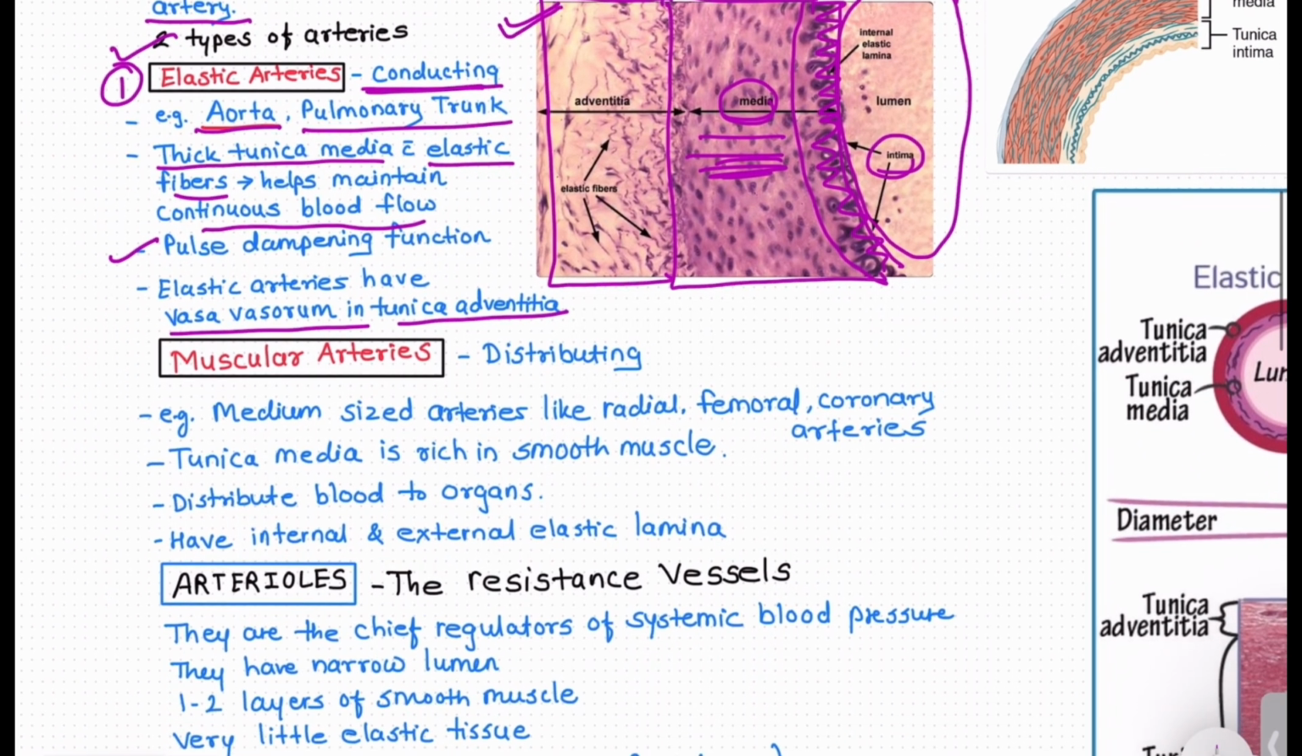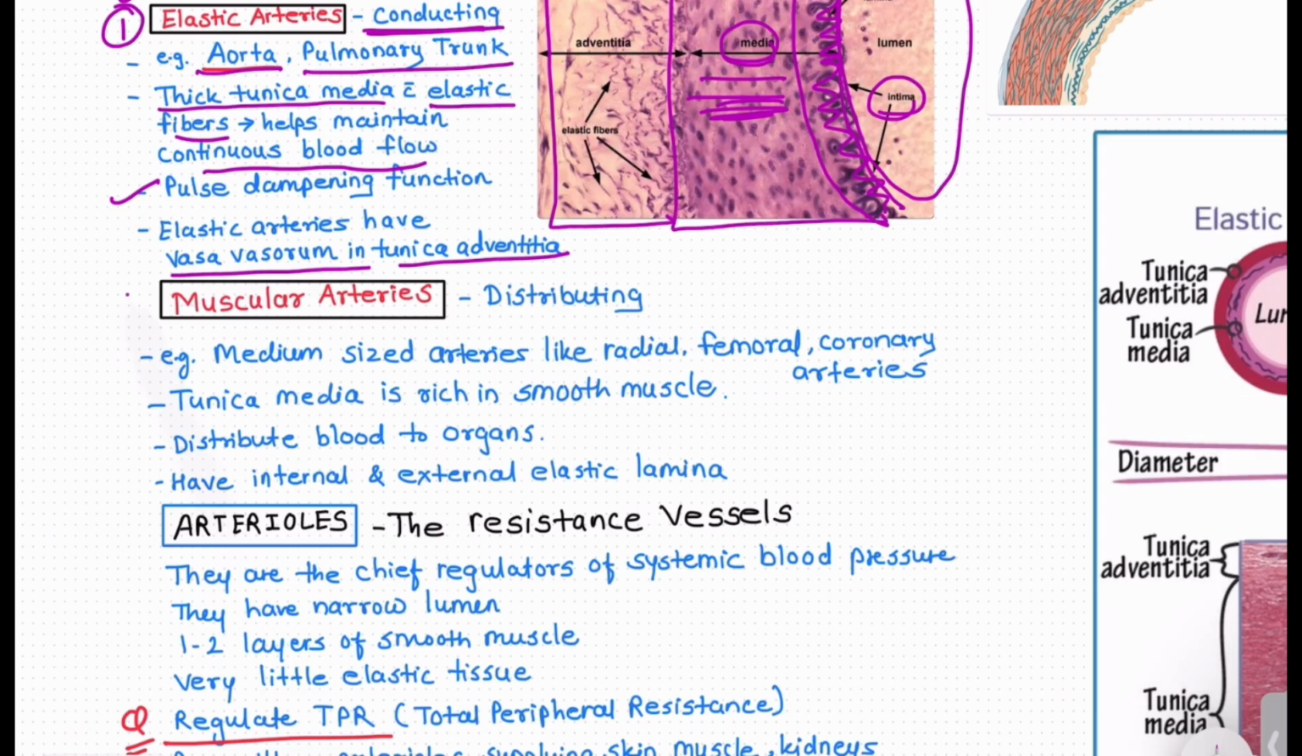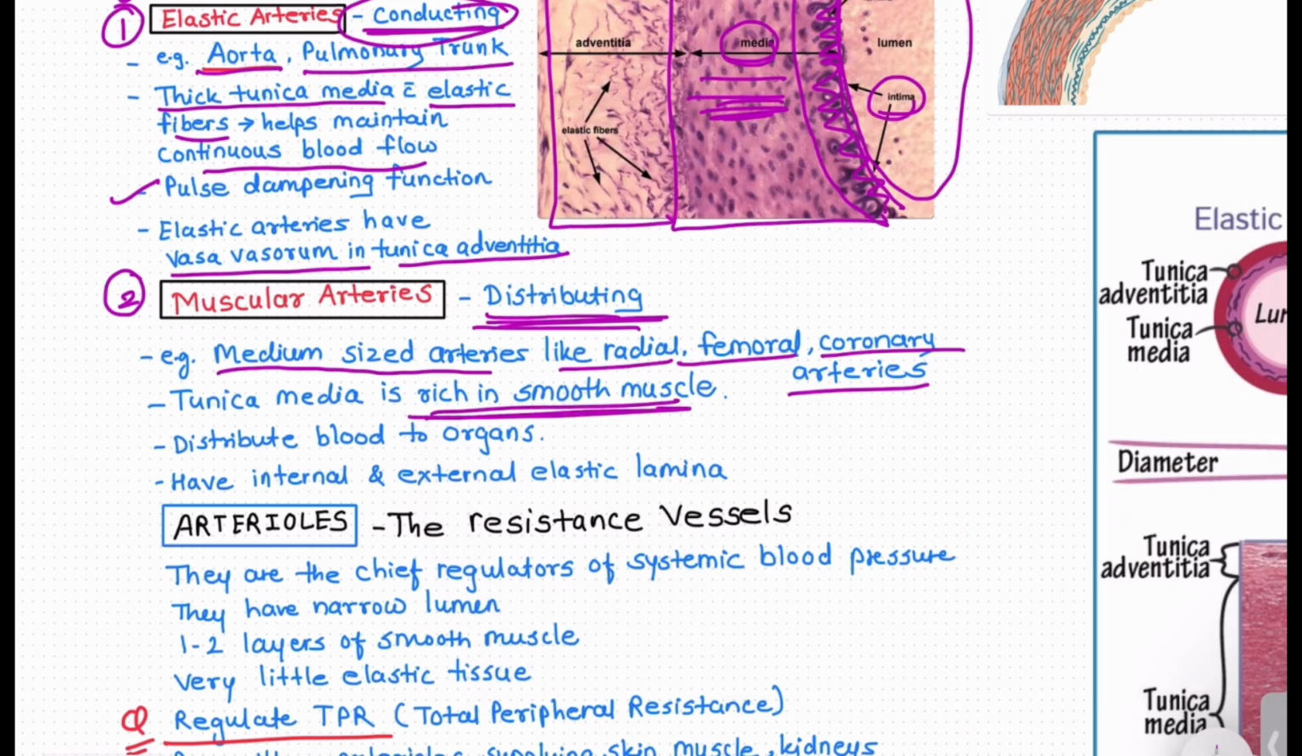There is another type of arteries which is called muscular arteries. They are distributing. The main function of elastic artery was conducting, and the main function of muscular arteries is distributing. Examples are medium sized arteries like radial artery, femoral artery, coronary arteries, etc. Tunica media here is rich in smooth muscle and it distributes blood to organs. It has internal and external elastic lamina.